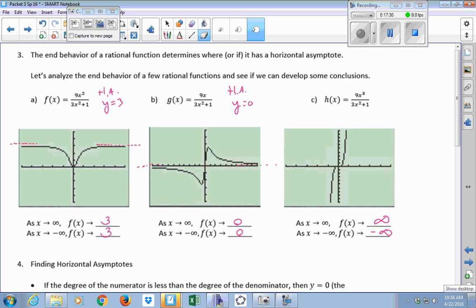So Jasper zeroed in on part of the answer. But we have to figure out, when do we just get to take the leading coefficient in the top, which in this case is 9, and the leading coefficient in the denominator, which is 3, when do we get to divide them? Liam?